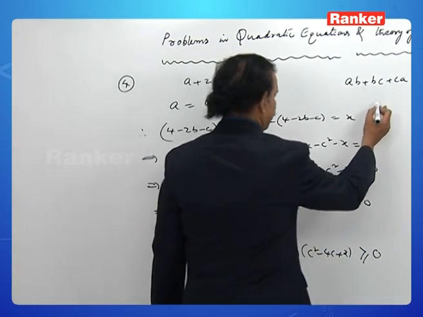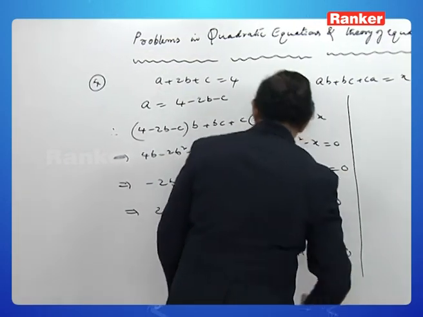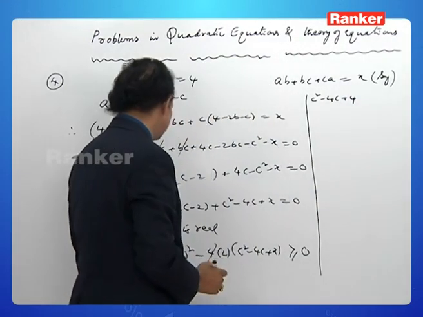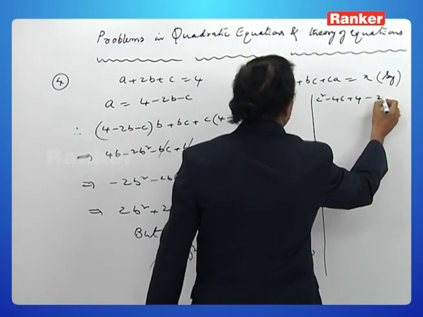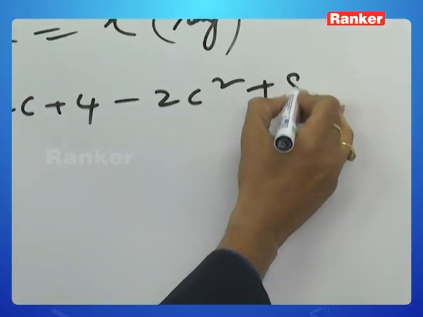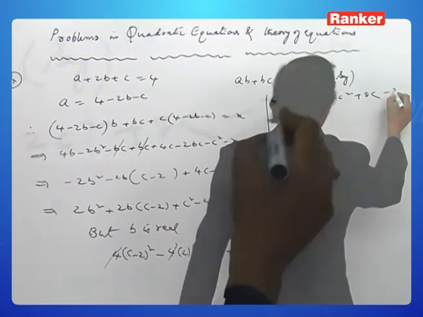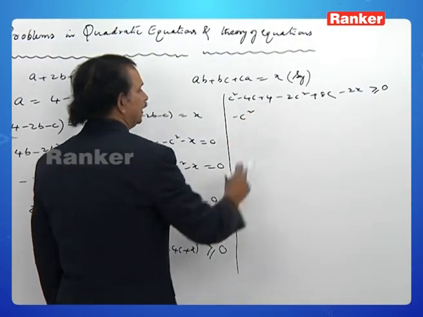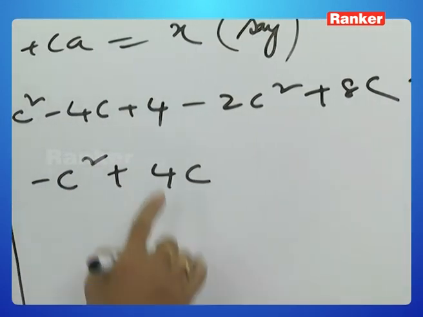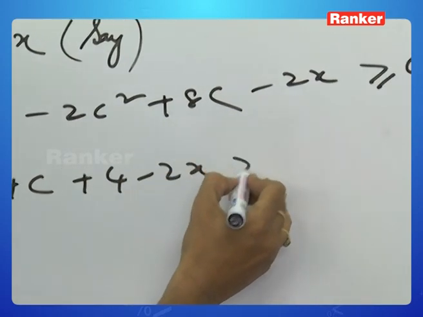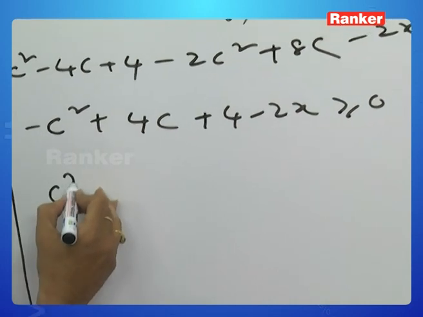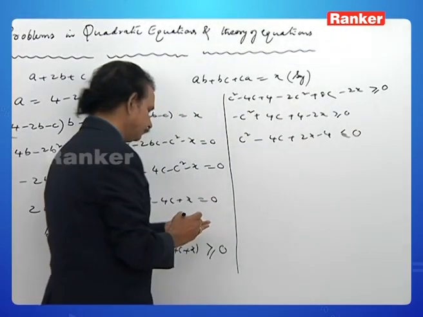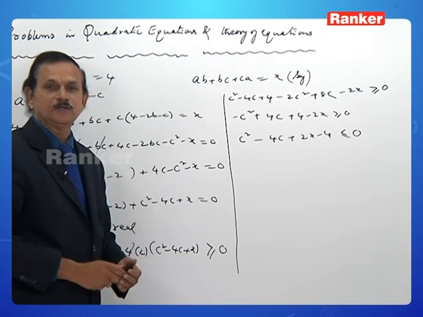So what are we going to have? (C minus 2) whole square, that is C square minus 4C plus 4, minus 2 into C square, minus 2 into minus 4C plus 8C, minus 2X, greater than or equal to 0. C square minus 2C square is minus C square, minus 4C plus 8C, plus 4, minus 2X greater than or equal to 0. That is C square minus 4C plus 2X minus 4 less than or equal to 0.